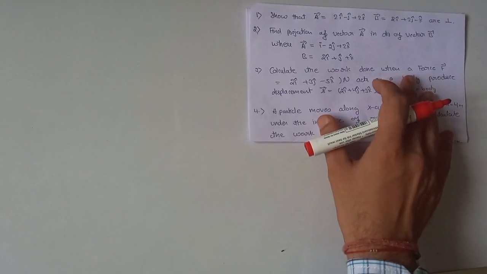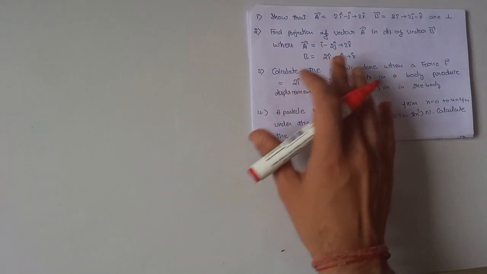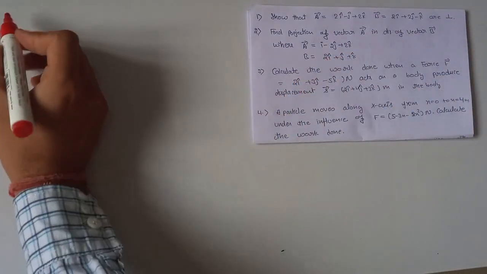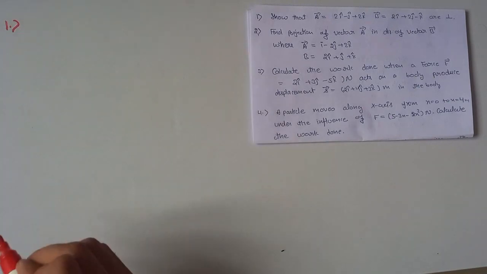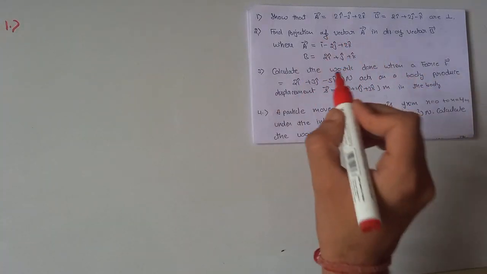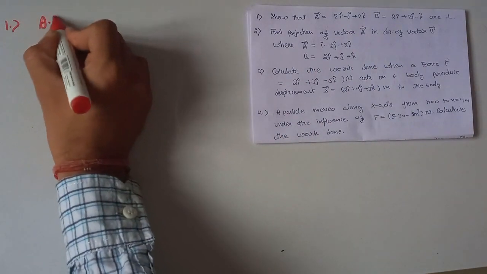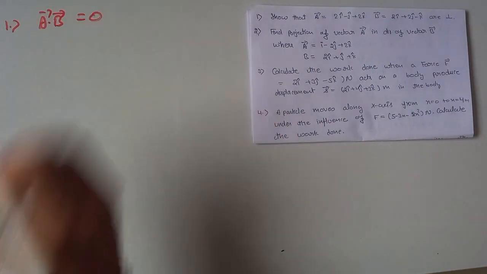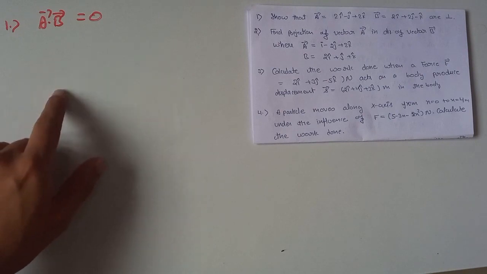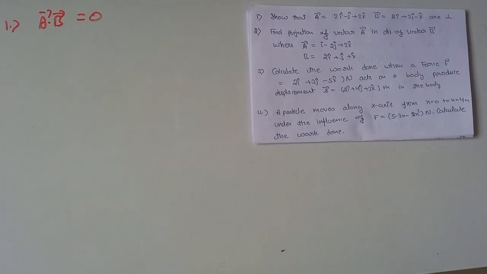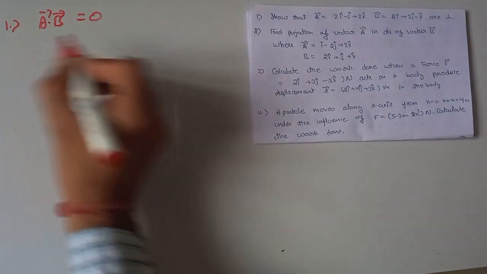Our first numerical is, show that vectors A and B are perpendicular. We know that when two vectors are perpendicular, their dot product is 0. If the dot product of two vectors is 0, then they are at right angles to each other. Now what is A dot B?